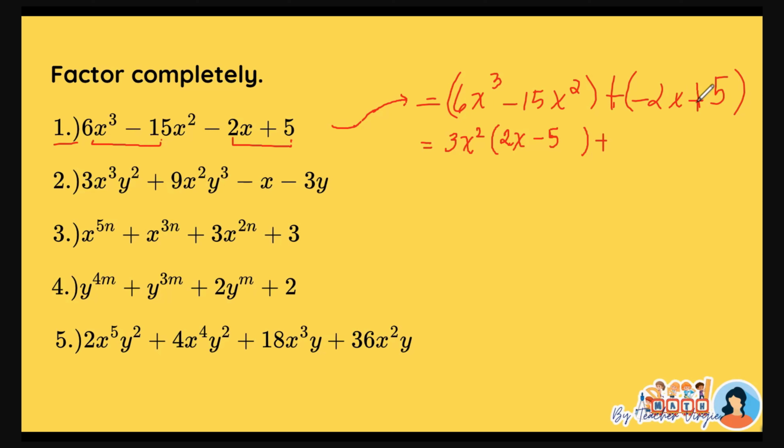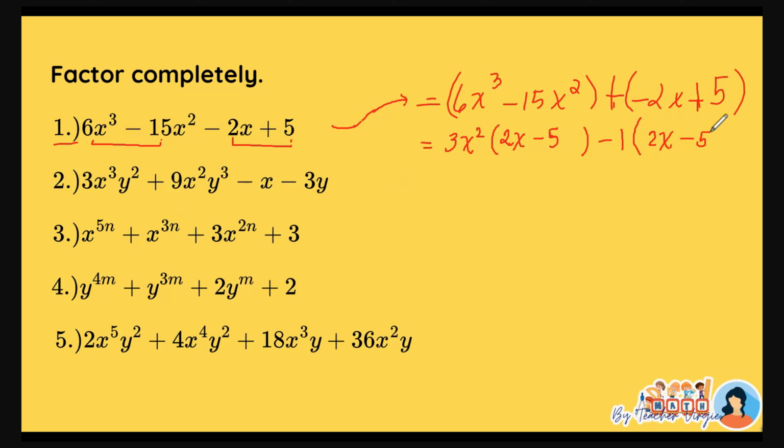Our second group is negative 2x plus 5. Since the first term is negative, let's take out the negative sign. That means the addition will become subtraction. Minus 1, let's take out the 1. Then let's find the factor of negative 2x plus 5. Since we factored out the negative 1, this one is 2x and this one is minus 5.